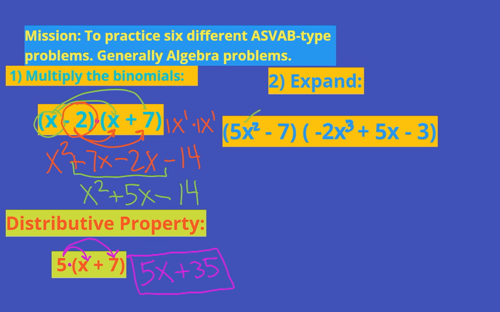This guy wants to give gifts, he wants to multiply times every single term over here. All right? And then this negative 7 is going to be multiplied times every single term in here.